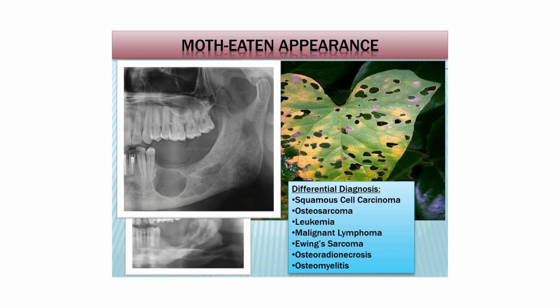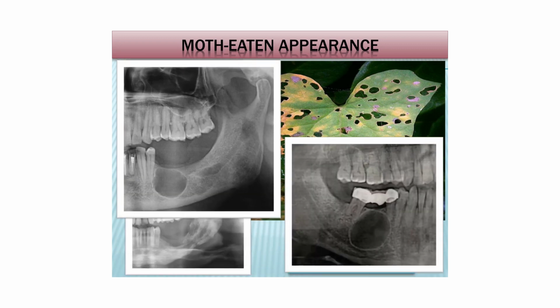A unilocular radiolucent lesion seen with a cortical border and with a wider base and a narrower apex is seen in the residual radicular cyst.